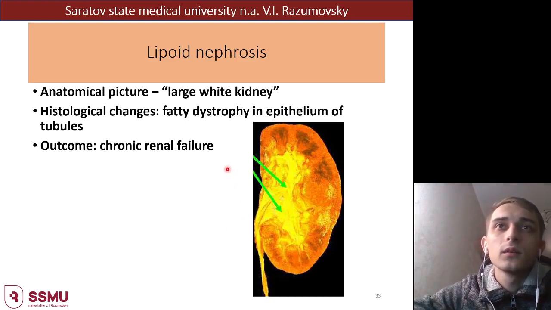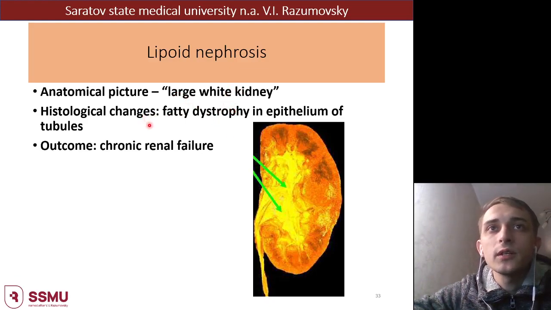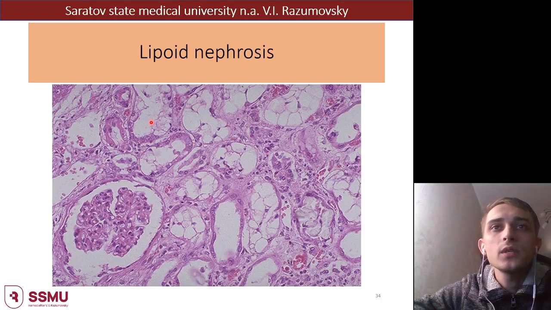Macroscopically, lipoid nephrosis manifests itself by a large white kidney. Histologically, we can see fatty degeneration or fatty dystrophy in the epithelium of tubes. Outcome is chronic renal failure. On this slide, we may see accumulation of fats in the epithelium cells of convoluted tubes.